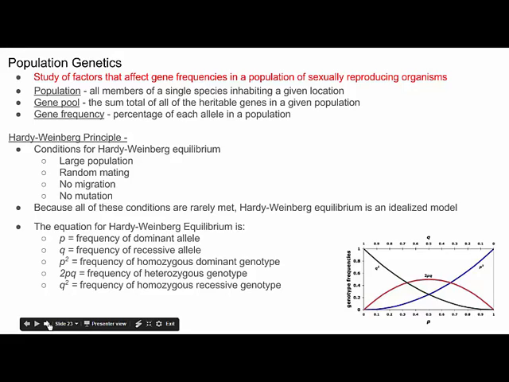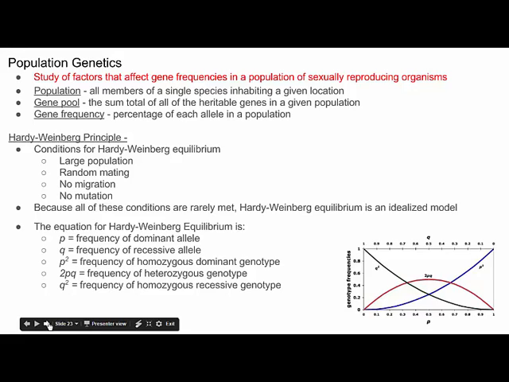Okay, so for example, if we were to imagine that this class is a population, we could look at the frequency of the gene for having 6 fingers. And we would find that it's pretty low. It has very low gene frequencies in our class. That's an example of how you would study it.